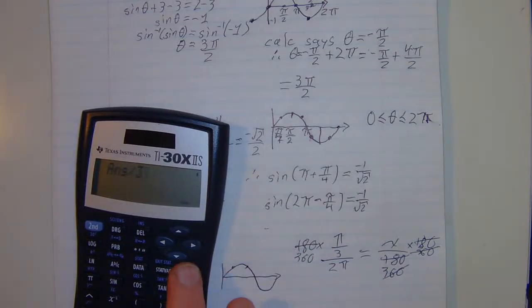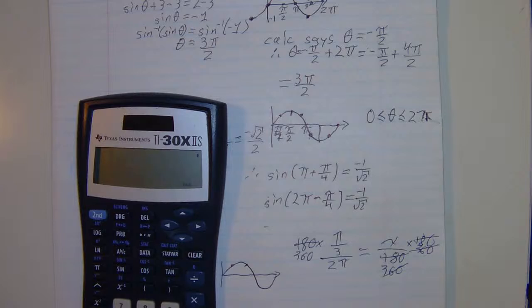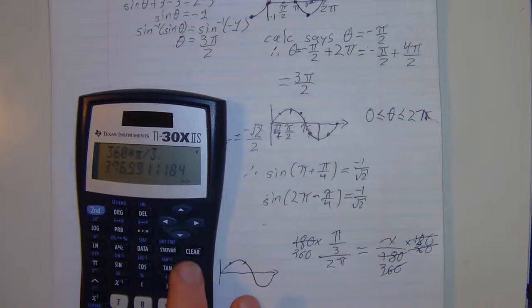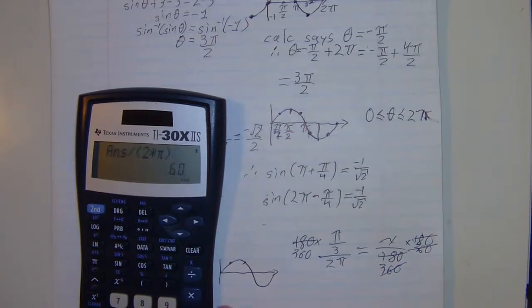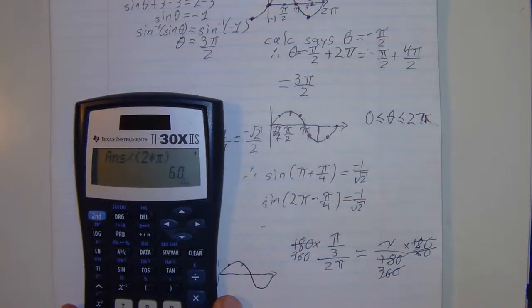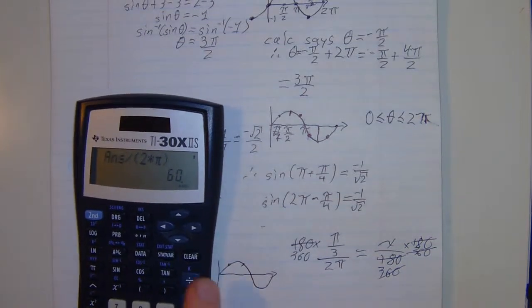in terms of degrees. So 360 times pi divided by 3, divided by brackets 2 times pi close brackets, equals, and it's 60 degrees. So pi by 6 is actually 30 degrees. Pi by 3 is 60.